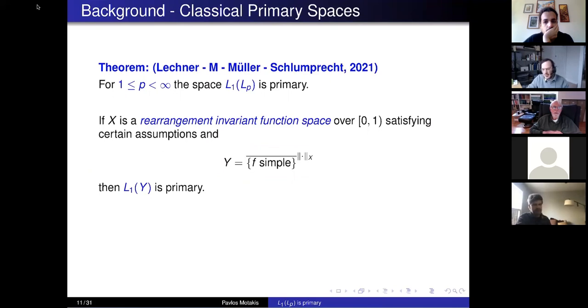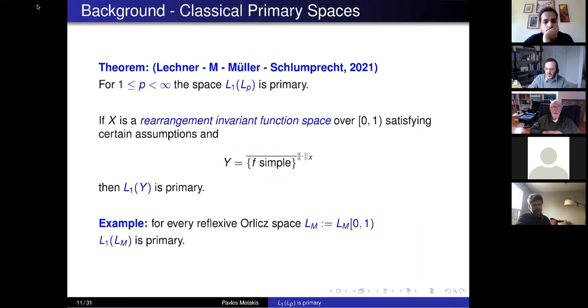And for example, if you look at reflexive Orlicz spaces, which are in some sense classical spaces, if you look at the reflexive case, if you take the nicer ones, then L_1 of the Orlicz space is going to be primary. These and others are covered.